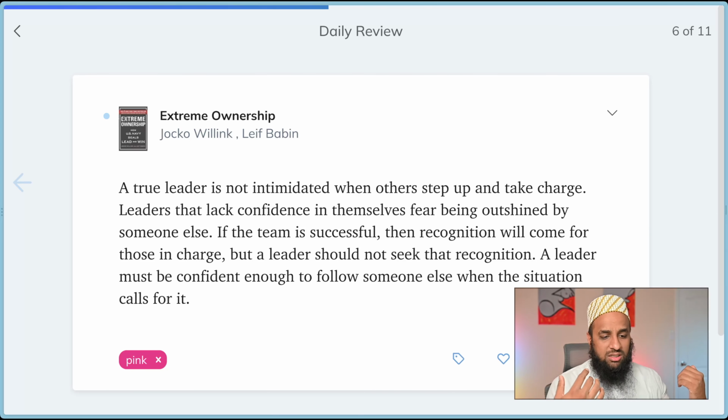It's like that saying, give credit away. It'll come back to you. It's a part of being a manager or a leader on a team that whatever credit comes your way, you give it to your team. It'll find its way to you. You don't have to worry about that. Like the highlight says, a leader must be confident enough to follow someone else. If the team is successful, the recognition will come for those in charge. A leader should not seek that recognition. If you're going after credit, there are a lot of things you're doing wrong. I'll not go into that, but that's a discussion for another time. So yeah, this is very common nowadays in the era of servant leadership, or just regular management.